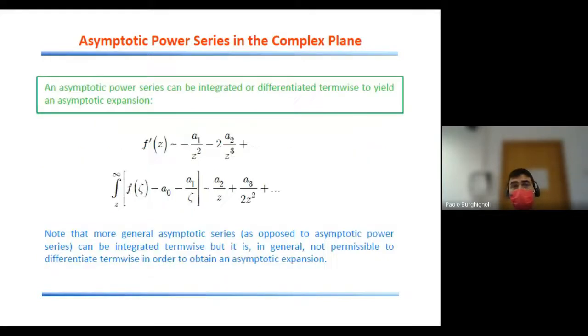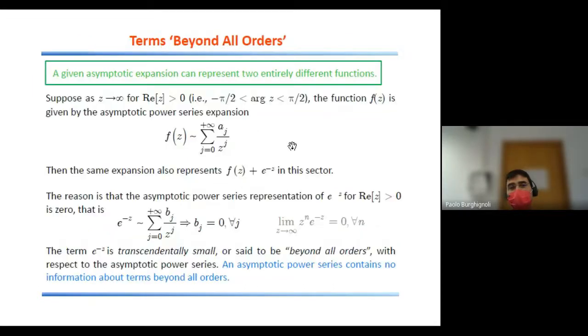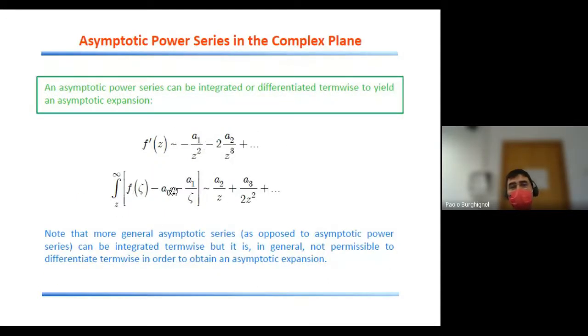Okay. Even more, if you have an asymptotic power series, then you can differentiate or integrate it term by term in order to obtain an asymptotic expansion of the first derivative of f, or of the antiderivative, the primitive of f. For example, in this case, you have the asymptotic expansion of f prime, whereas here you can see the asymptotic expansion of the difference between f of z and a0 plus a1 divided by z. This is true because we are dealing with the asymptotic power series.